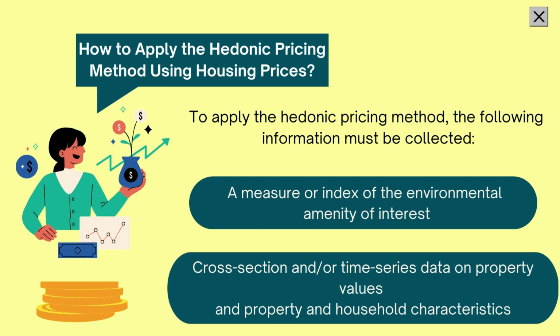1. A measure or index of the environmental amenity of interest. 2. Cross-section and/or time series data on property values and property and household characteristics for a well-defined market area that includes homes with different levels of environmental quality, or different distances to an environmental amenity, such as open space or the coastline. The data are analyzed using regression analysis, which relates the price of the property to its characteristics and the environmental characteristic, S, of interest.